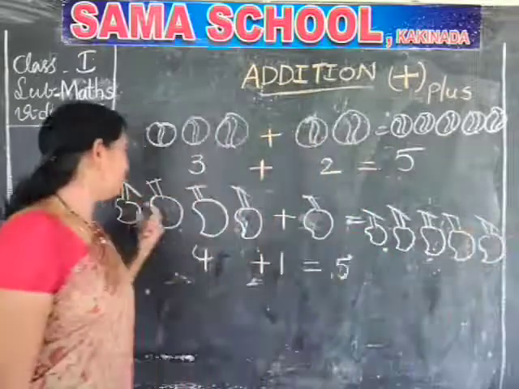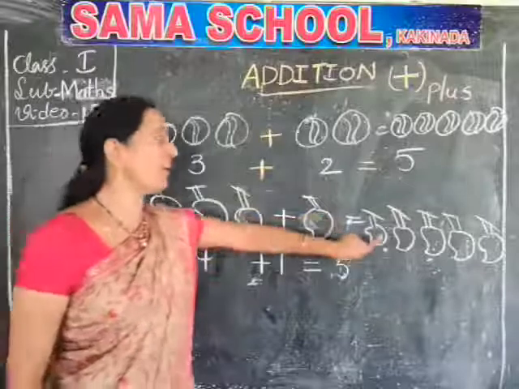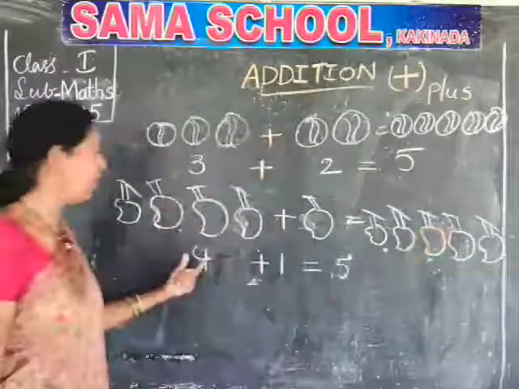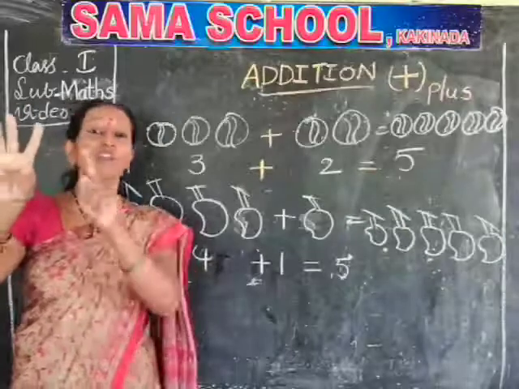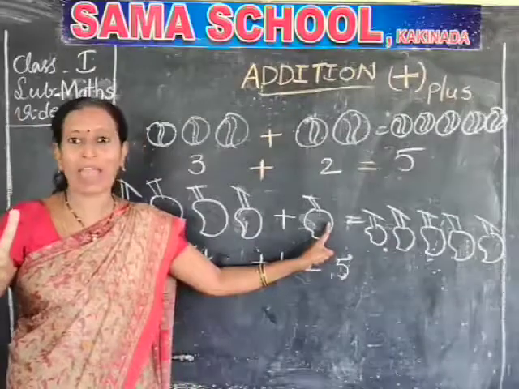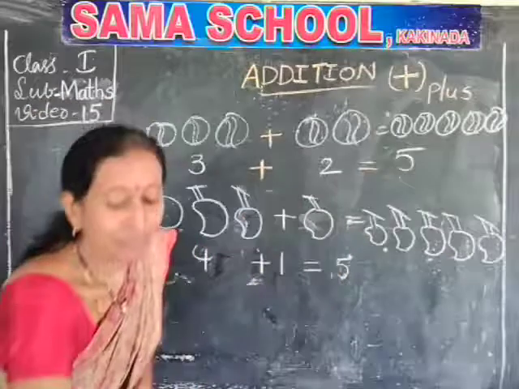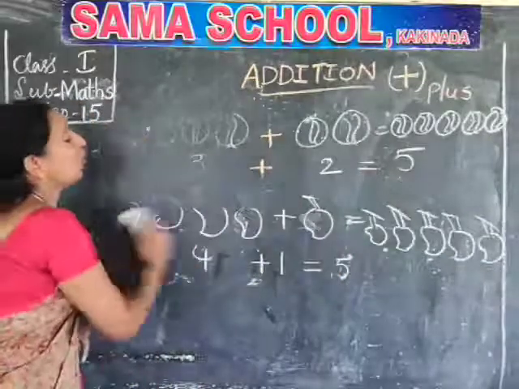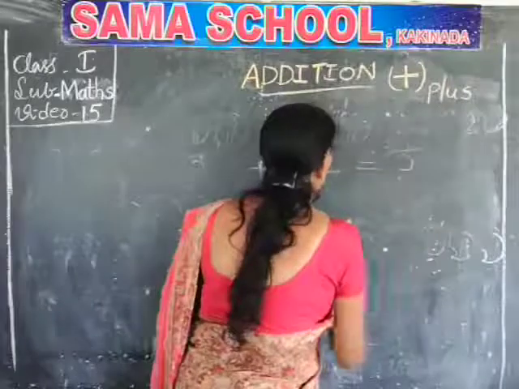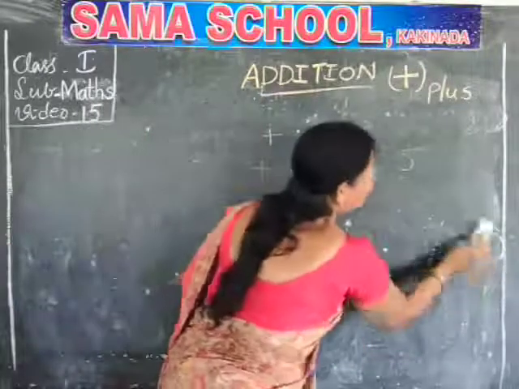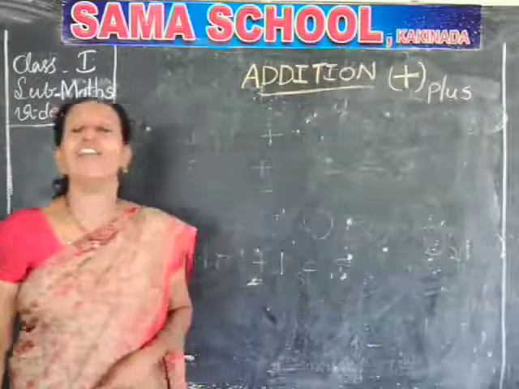5 mangoes. See that? 1, 2, 3, 4 and 1, 5. So how many mangoes? 5. So 4 plus 1. And again we add another one more mango. So 5 mangoes. 4 plus 1 is 5. This is the addition. You are adding two numbers, three numbers or any numbers all together. The sum of the numbers we call all together.